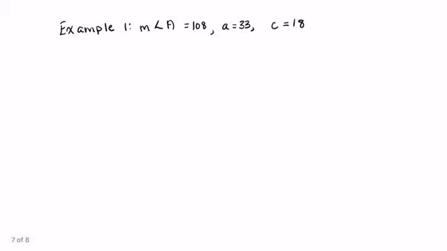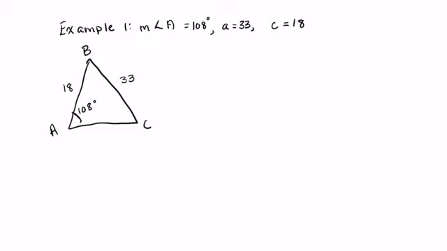In this first example, they give us the measurement of angle A equaling 108 degrees, with side A equaling 33 and side C equaling 18. So my first step is to just draw a triangle. It does not matter how we label it, even if it's not drawn to scale. I know that angle A is going to equal 108 degrees. Side A is always directly opposite of angle A. It's going to be 33. And then side C is 18.